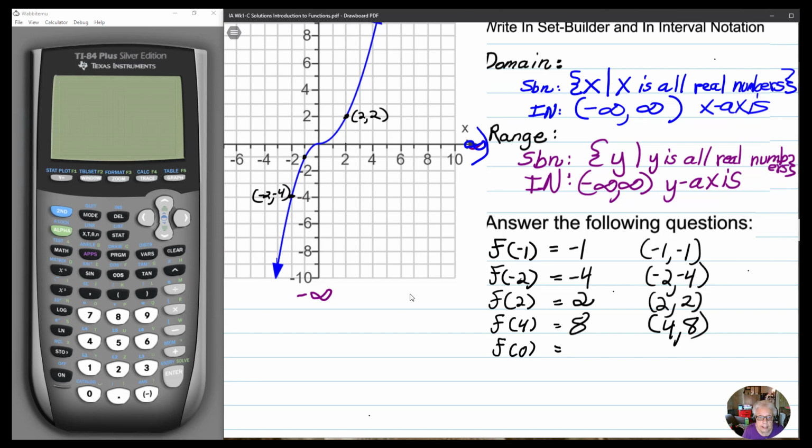Here's 0 right here. And look at what the y-coordinate is there. 0. So f of 0 equals 0. This is the point 0, 0. The origin of what's called the Cartesian coordinate plane. Remember that?